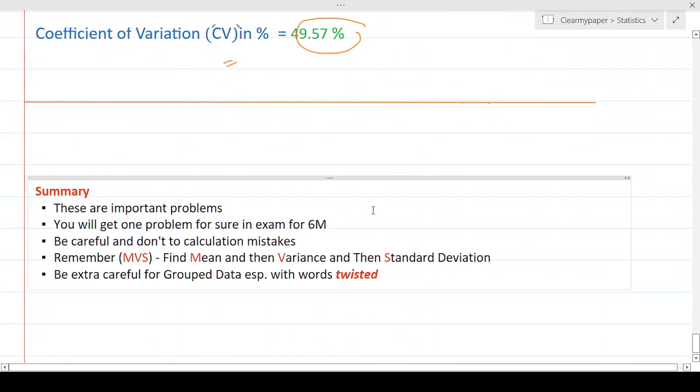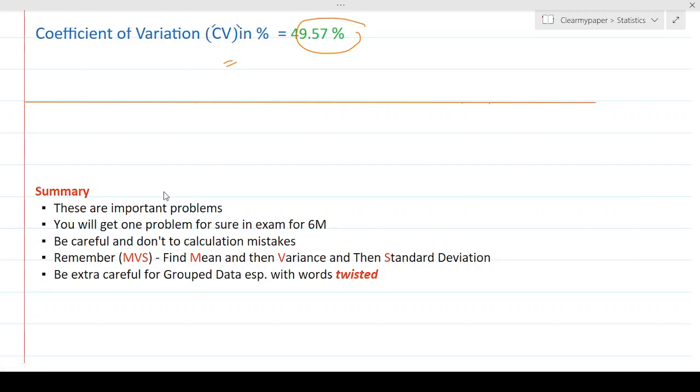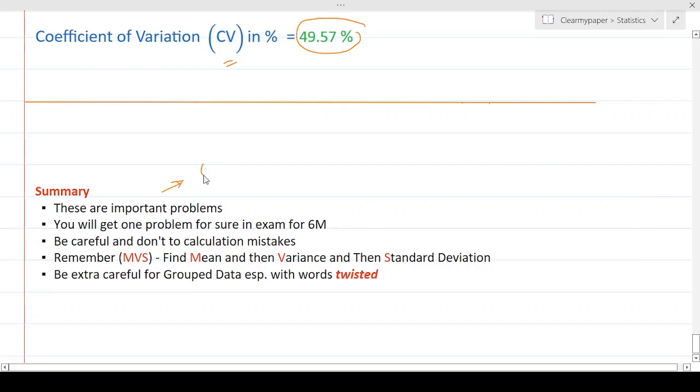And in summary, these are important problems. This whole variation between this episode and the previous one comes for 6 marks. You will definitely get one problem for 6 marks. There is no doubt about it. The problems are very easy, but do not make calculation mistakes because there are too many numbers and you might get confused. Remember the MVS strategy: find the mean always first, and then the variance and the standard deviation.